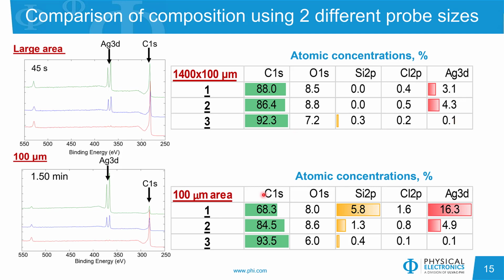The same 3 areas analyzed using 100 micron spot tell a very different story. The carbon difference is as large as between 68 and 94%, and actually there is 3 times more silver in area 1 than in area 2.